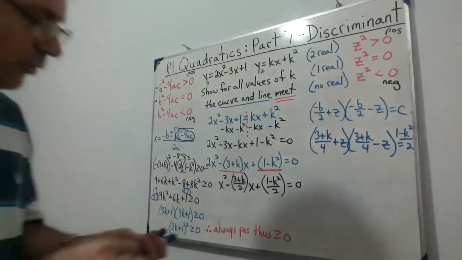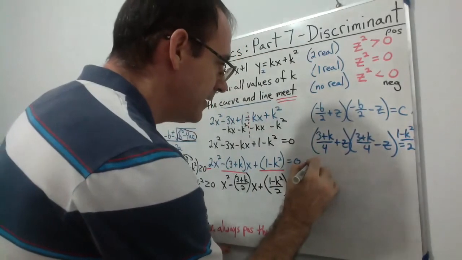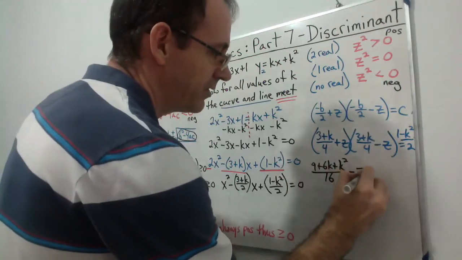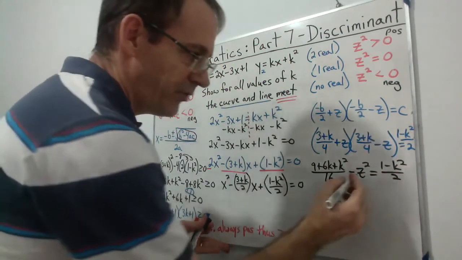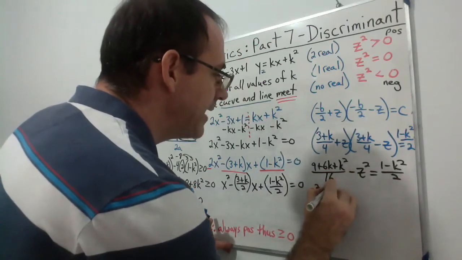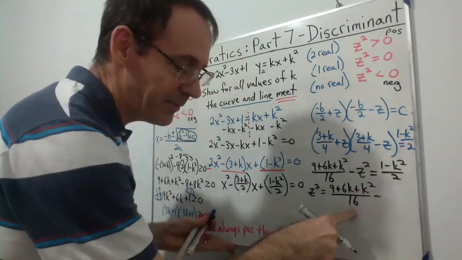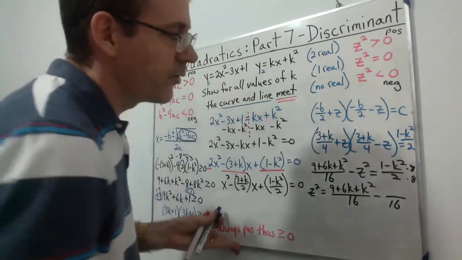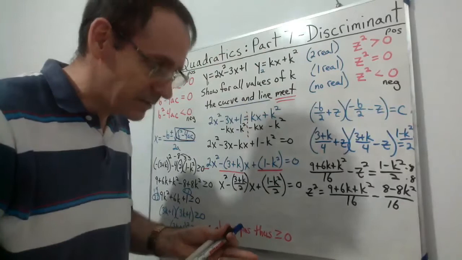That's our c value. So when we multiply this out, here we have (3 plus k) squared like we had over here. We get our 9 plus 6k plus k squared all over 16 minus z squared equals our 1 minus k squared all over 2. Okay? So if we solve for the z squared, we add it to the other side and subtract this. This is going to equal 9 plus 6k plus k squared all over 16 minus. Now, to get a common denominator, we need to multiply by 8. So to get this over 16, we're going to put this as 8 minus 8k squared over 16. We didn't have to, but I like to have a common denominator.